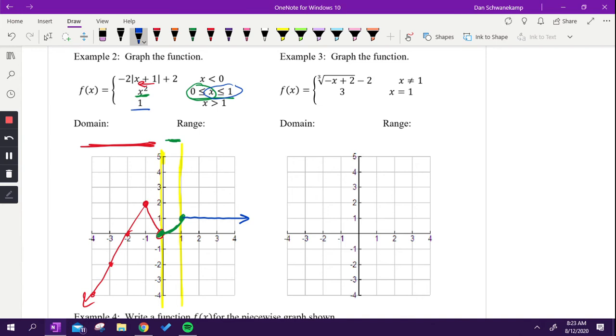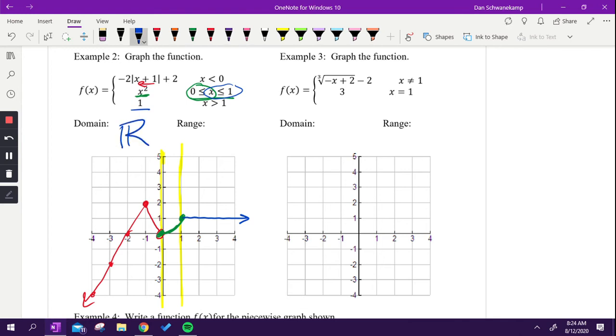Range here. Reese, what do you think? Negative infinity to positive 2. Good. Because the bottom arrow right here goes down forever. But then it stops at 2 and it never goes higher. That ending arrow is straight out, so I'm never going up anything higher than that. Negative infinity to positive 2.